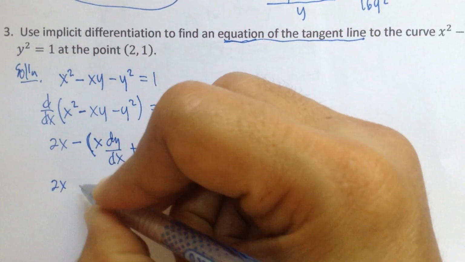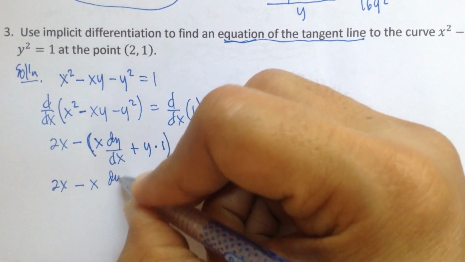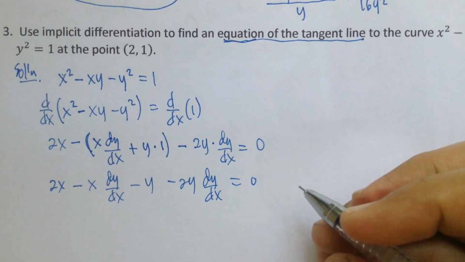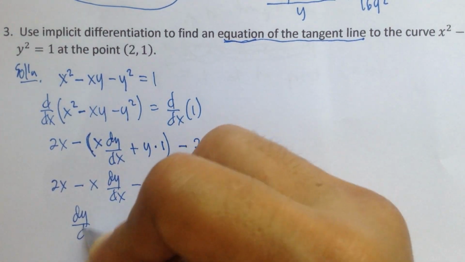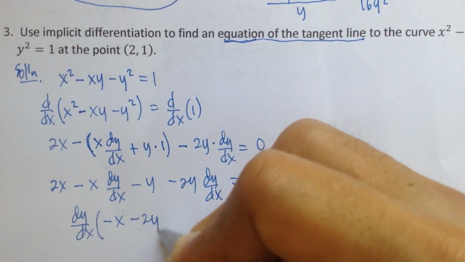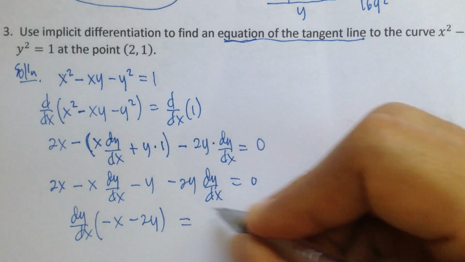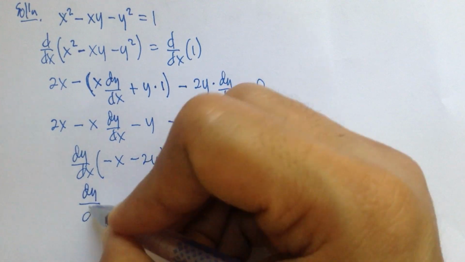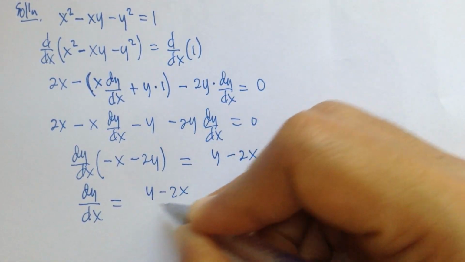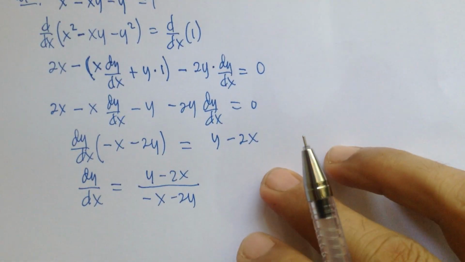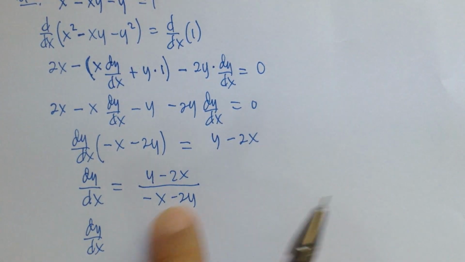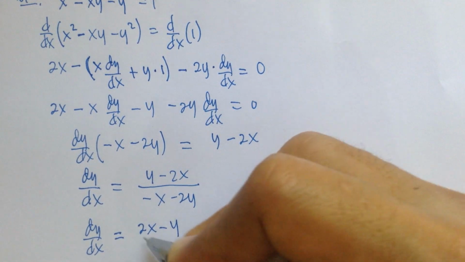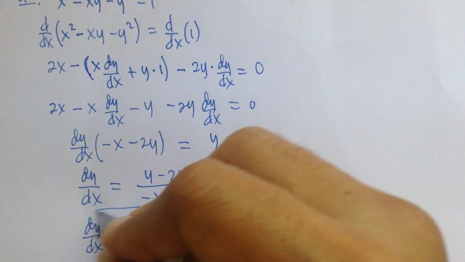And then we have 2x minus x dy/dx minus y minus 2y dy/dx equals 0. We put this together, so factoring out the dy/dx, we have minus x minus 2y, then the rest will be placed on the other side, so this negative y becomes y, then minus 2x, then you have dy/dx equals (y minus 2x) over (minus x minus 2y). We can actually simplify this further by multiplying numerator and denominator by a negative, so this will become 2x minus y, but the denominator becomes positive. Okay, so this is your dy/dx.